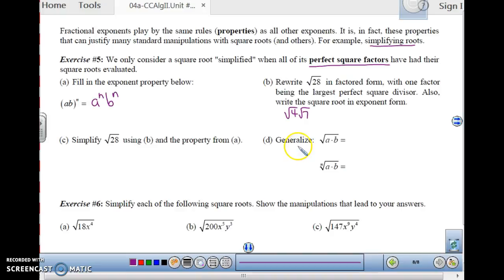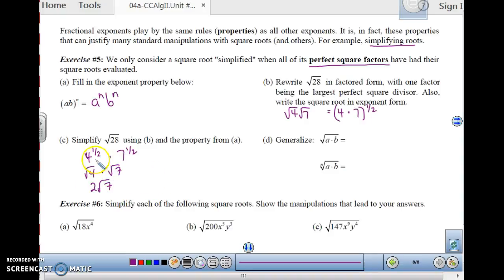So we know that can be rewritten with exponent form. So we could write 4 to the 1/2 times 7 to the 1/2. All right, so we can write it as 4 times 7 raised to the 1/2. All right, so if we use this property, it's the square root of 4 times the square root of 7, or 4 to the 1/2 times 7 to the 1/2. 4 to the 1/2 is the square root of 4. 7 to the 1/2 is the square root of 7. 2 times the square root of 7.